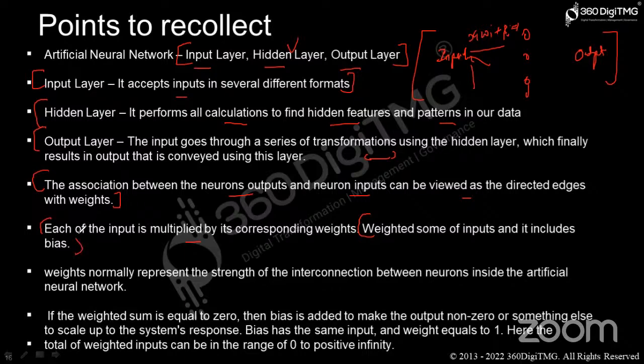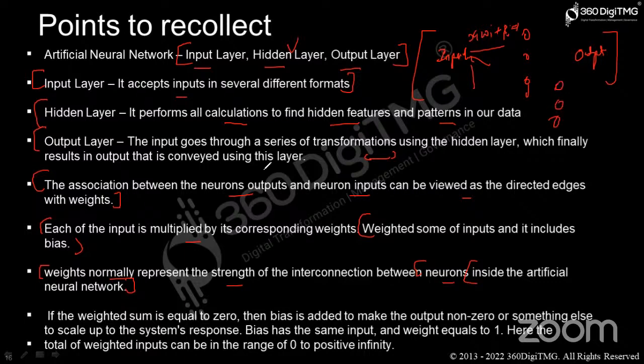Weights normally represent the strength of the interconnection between neurons inside the artificial neural network. So why are we adding weights? Weights represent the strength of interconnection between the neurons present in our neural network. We have different neurons in our neural network, right?